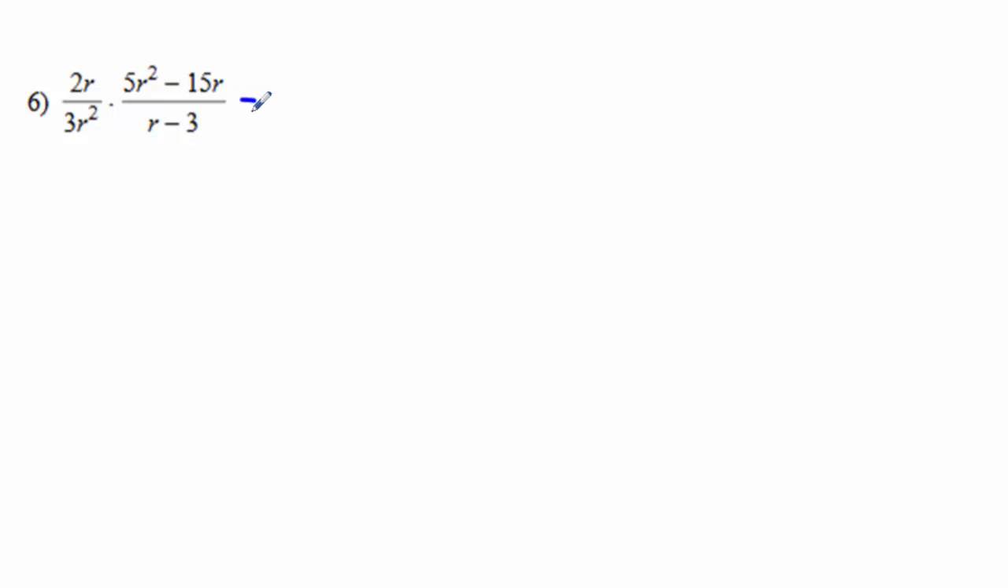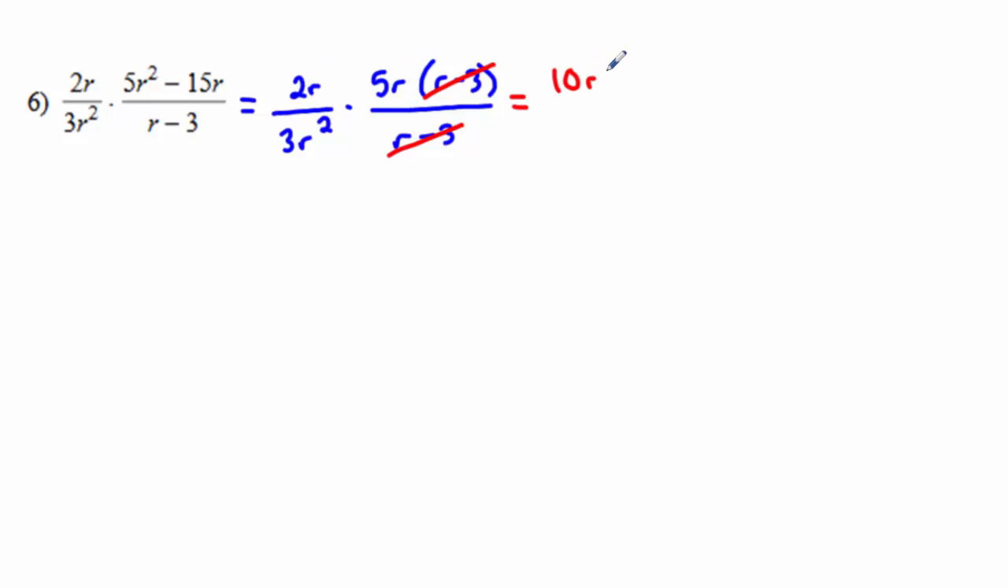Now, this is a situation where I want to factor, if possible, because I have some minus signs over here. And so the top, I have a 5r in common, which leaves me with r minus 3, which is convenient because I have an r minus 3 on bottom, so I can cancel out these r minus 3s. I also can cancel some more things out. Let me go ahead and multiply 10r squared over 3r squared, which means the r squareds cancel, and I get 10 over 3.